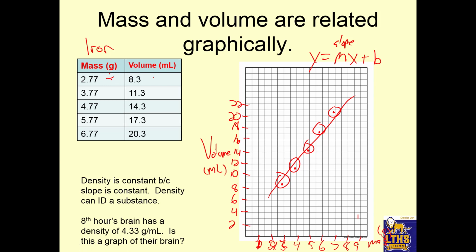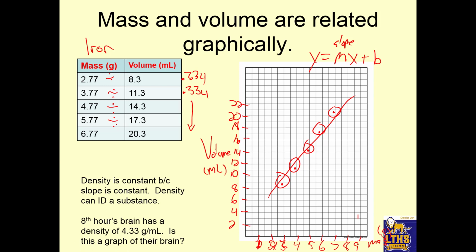So I do 2.77 divided by 8.3, and I'd get 0.333, or yeah, 0.334. If I did the same thing here, 3.77 divided by 11.3, I get 0.334. And all of these will be the same. So that ratio of mass to volume is the same. Density is constant because slope is constant. That ratio of mass divided by volume will always be 0.333.